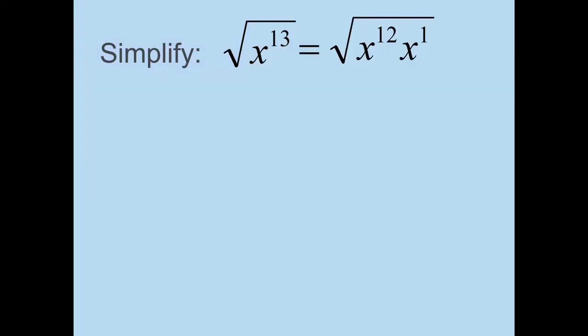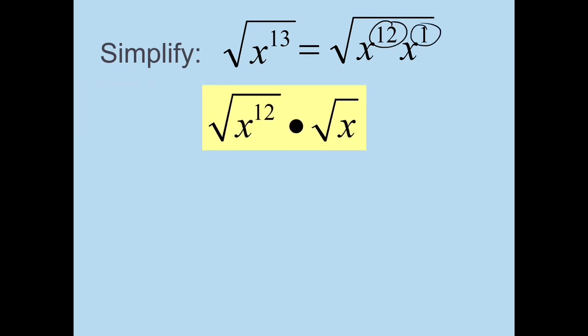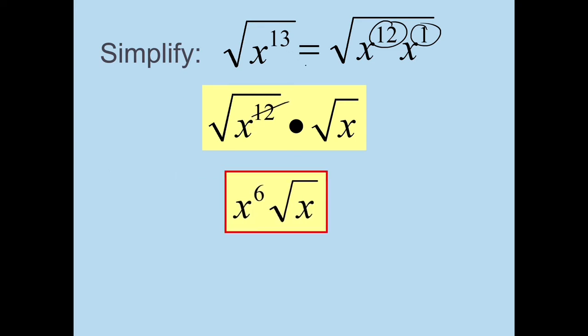Ito naman, square root of x raised to 13, pwede natin paghiwalayan. It will become square root of x raised to 12 times x raised to 1. Kasi alam naman natin that when we are multiplying a variable na may the same base, ina-add lang po natin yung exponent. So, it's still equal to 13. So, pwede natin siyang gawing square root of x raised to 12 times square root of x. Okay. So, kapag kaganyan, pwede na natin itong i-divided by 2. It will become x raised to 6 and then i-retain na lang natin yung square root of x.